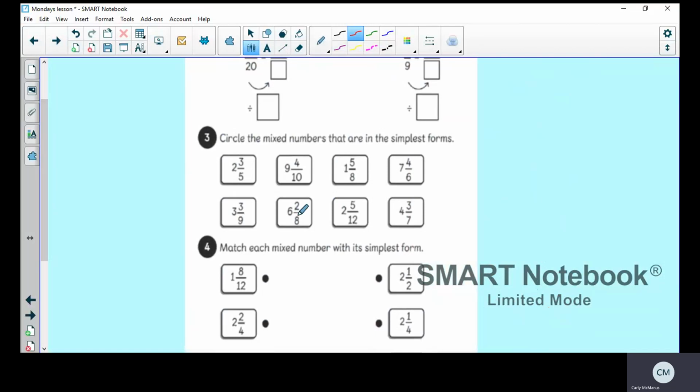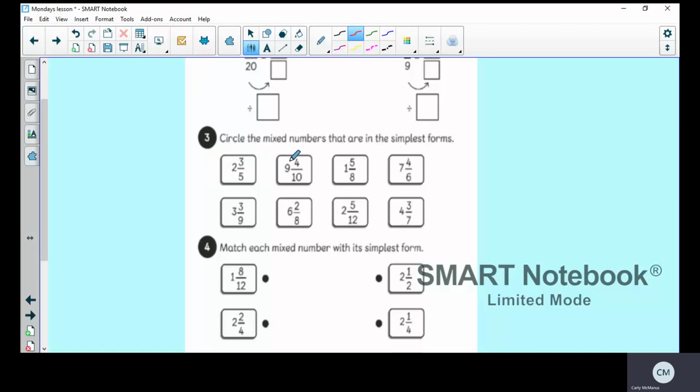So which ones have been simplified? So what you need to look at is, can you simplify 3/5 anymore? So let's have a look. 1 fits into both, yes. Does 2 fit into both? No. 2, 4. Does 3 fit into both? 3 fits into 3, but 3 doesn't fit into 5. So 3, 6, no it doesn't. So that is at its simplest form. That fraction cannot be simplified anymore.